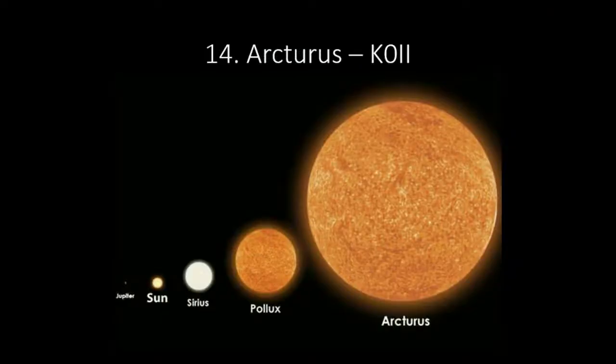Next up, Arcturus, K0, Roman numeral 2. Okay, and here's your comparison, right? So Sun, here's your Sirius A, here's Pollux that we just looked at, which seemed really big, and then here's Arcturus, which is a lot bigger. This is now K0, Roman numeral 2. You have to think about how Roman numeral 2 is different from Roman numeral 3.